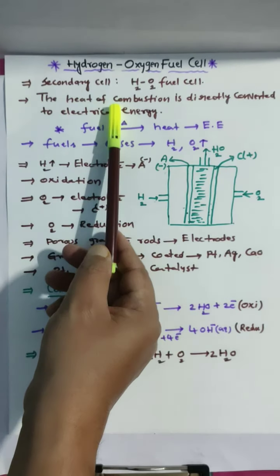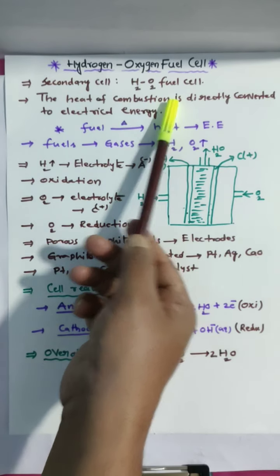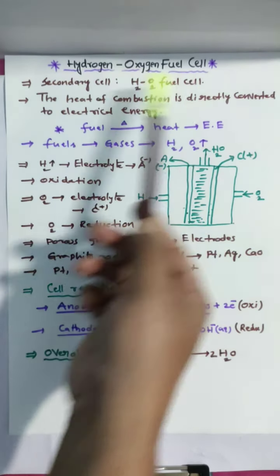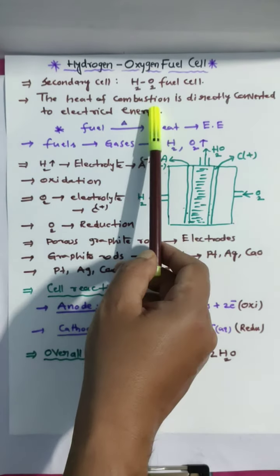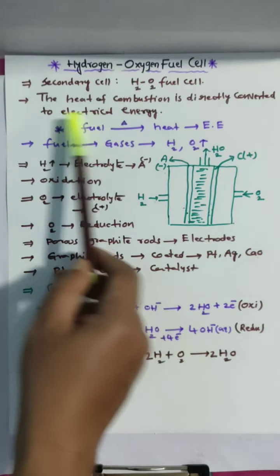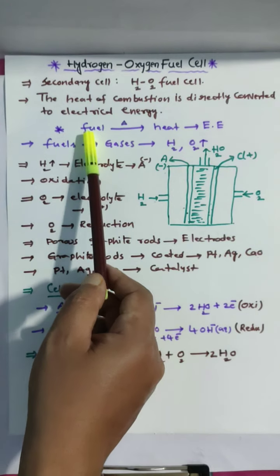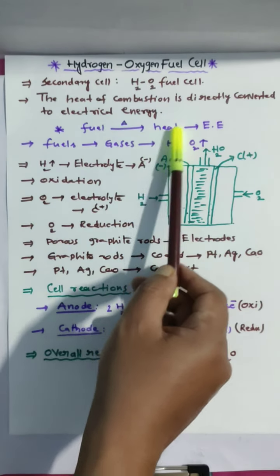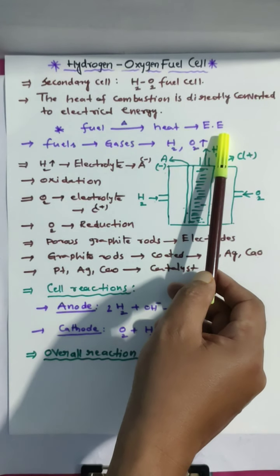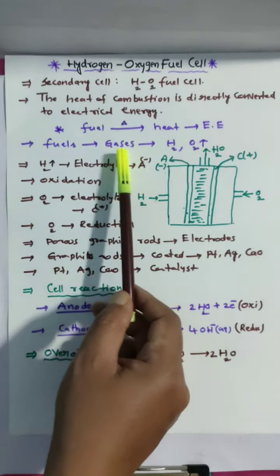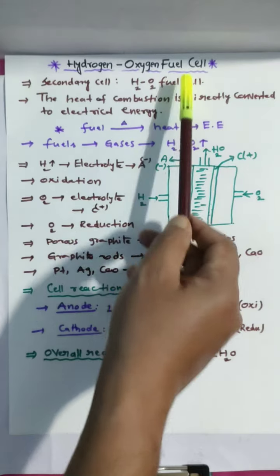It is a secondary cell. Here fuels we are using hydrogen gas and oxygen gas. That's why we are calling it hydrogen oxygen fuel cell. The main concept of this fuel cell is the heat of combustion is directly converted to electrical energy. When you burn a fuel, whether gas, liquid, whatever it may be, heat energy will be evolved. This we are calling combustion heat. This will be converted directly to electrical energy. Fuels, if gases we are taking here, H2 and O2, that's why we are calling it H2-O2 fuel cell.